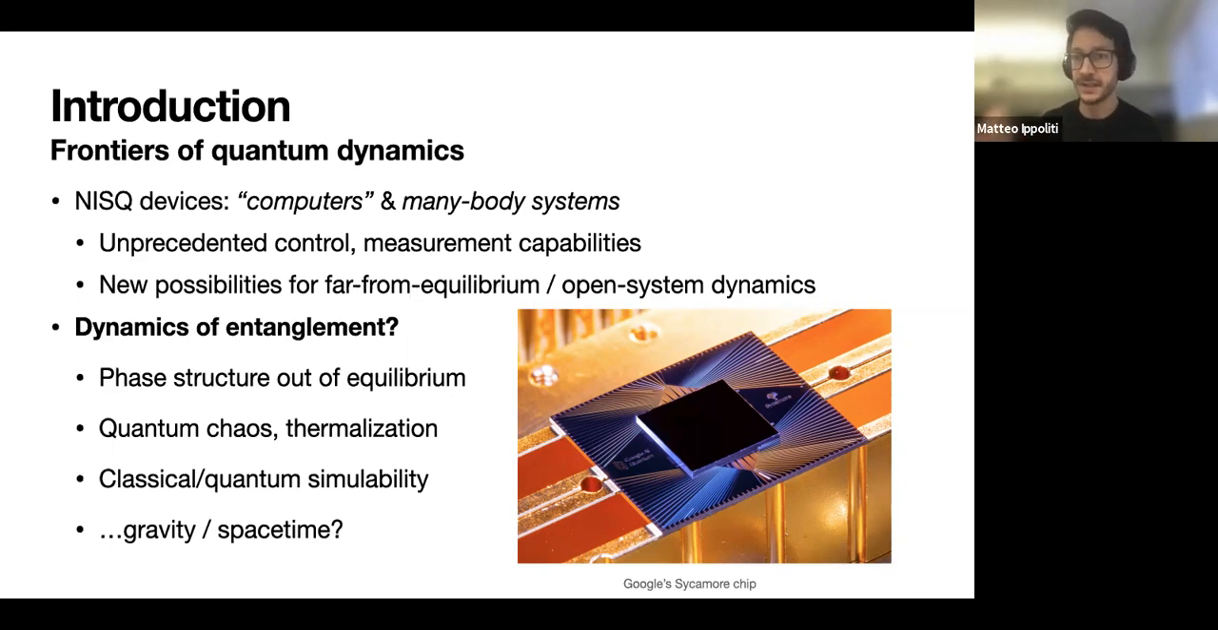And so these technological capabilities are now also making it possible to ask theoretical questions that maybe didn't make a lot of sense even 10 or 20 years ago, specifically in far from equilibrium and open system quantum dynamics. In particular, I'll focus on the dynamics of entanglement, which is very interesting for a variety of reasons, including that it underlies definitions of phase structure out of equilibrium and foundational questions about quantum chaos and thermalization. And then, of course, all the recent hype about quantum computational supremacy.